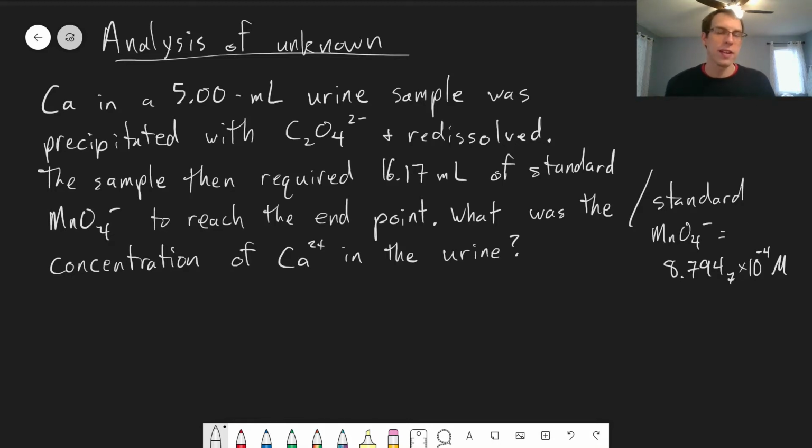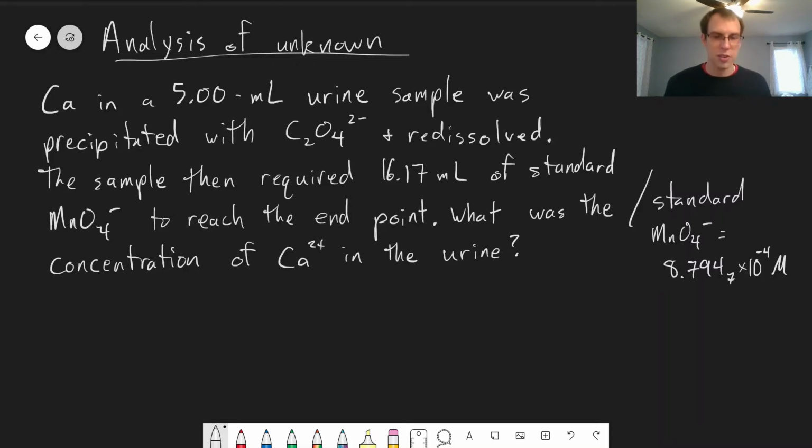So now let's look at analyzing an unknown sample of urine to find the calcium content using that standardized permanganate. Here is the situation. We have calcium that was in a 5 milliliter urine sample, precipitated with oxalate according to the procedure we showed in the last video, and then redissolved. Once it was redissolved, the oxalate was titrated with the standard permanganate.